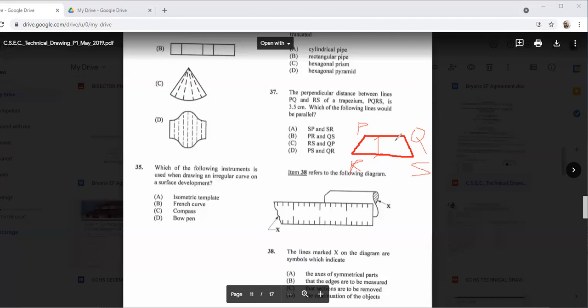Yes, sir. They just reversed it, because it has RS and QP. B is my answer. B, yeah. Or RS, yeah. All right.